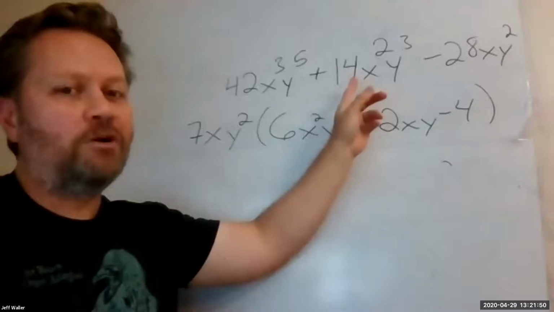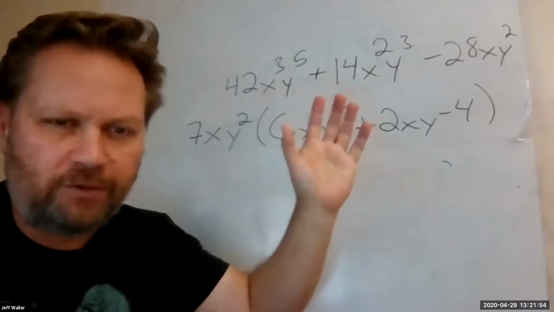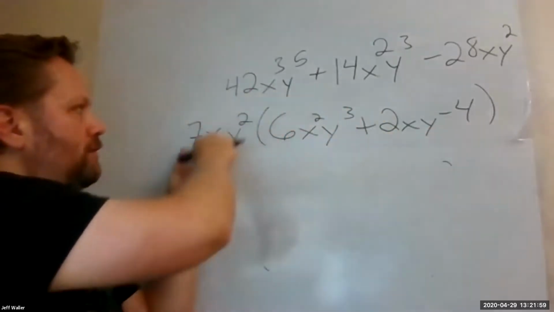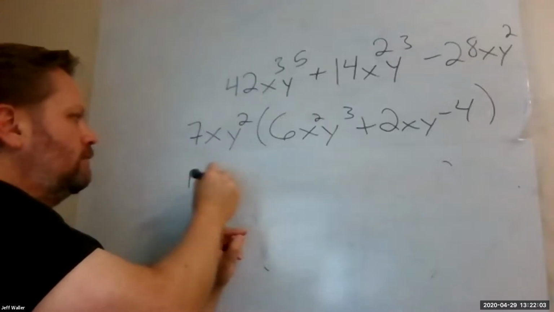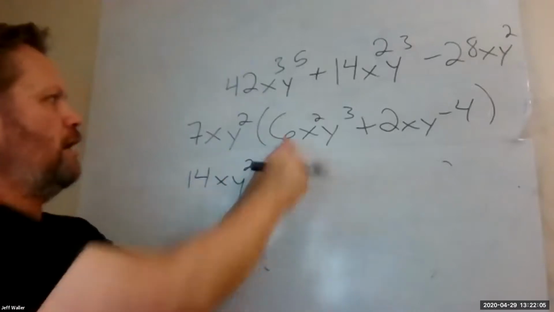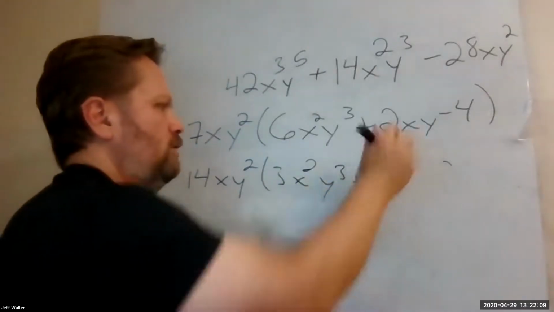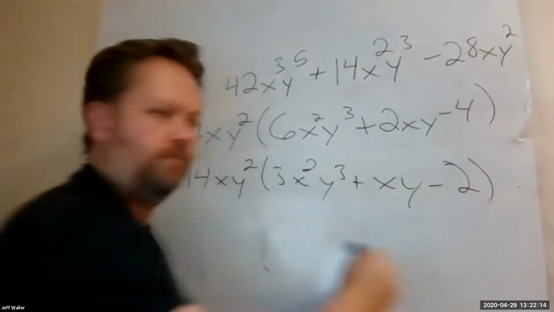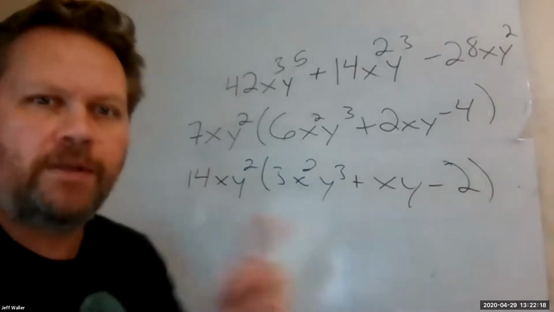So I could have taken a 14 out, believe it or not, but it's not really obvious that 14 goes into 42. But watch, if I take a 2 out, 2 times 7 is 14. Now there's 3 x squared y cubed, plus 2 divided by 2 is 1, and then negative 4 divided by 2 is 2.